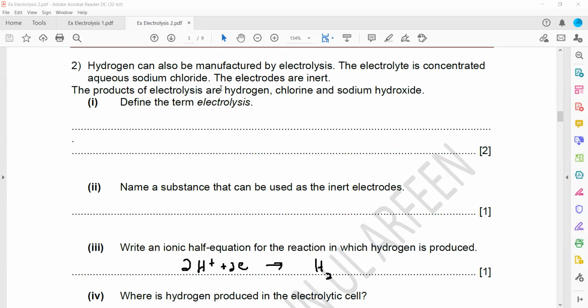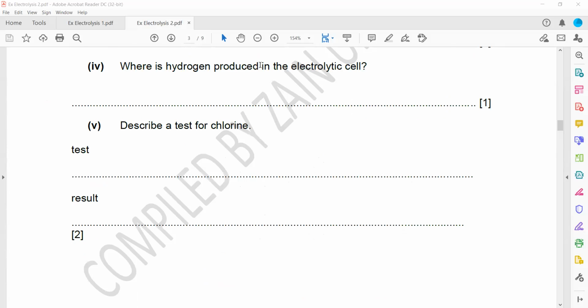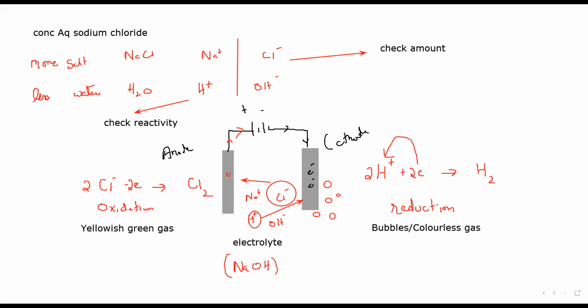The next part: where is hydrogen produced? Which electrode is hydrogen produced at, anode or cathode? As you can see, it is produced at the cathode, so we can say the negative electrode, or you can also say cathode.